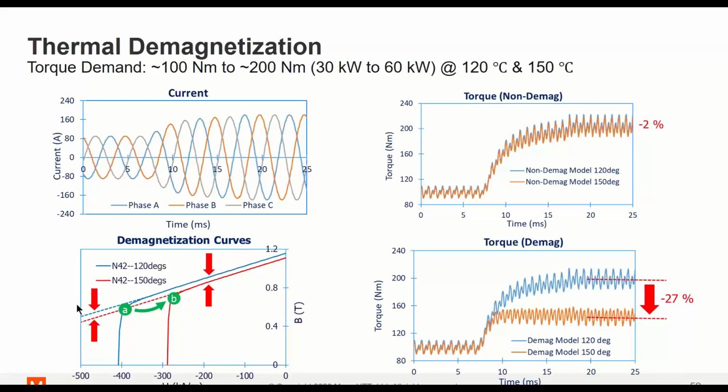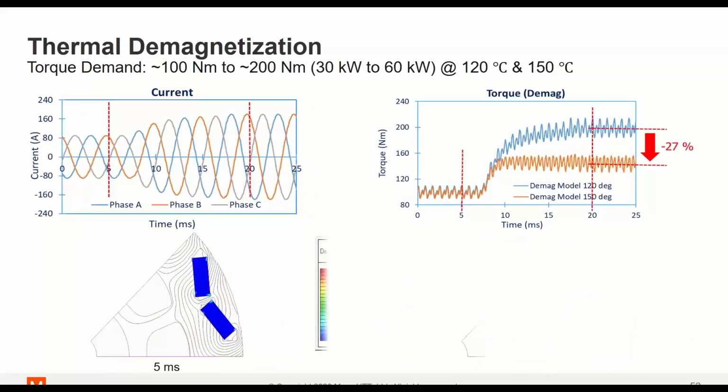And in this case, we can see from the graph on the bottom left corner that it goes from A to B as seen in the nonlinear demagnetization. So the knee point shifts significantly from the A position to the B position. And therefore, operating a permanent magnet machine at extreme temperatures will severely and permanently degrade permanent magnet machines.